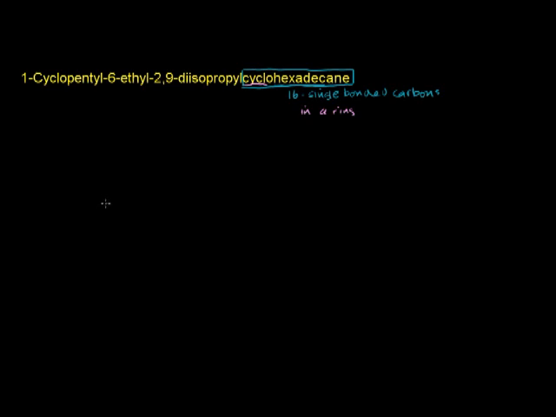It's not easy to draw even a 16 carbon ring. So let's start here. 1, 2, 3, 4, 5, 6, 7, 8, 9, 10, 11, 12, 13, 14, 15, and then 16. I think I got it. Let me count them again, and then I can connect them up in a cycle. 1, 2, 3, 4, 5, 6, 7, 8, 9, 10, 11, 12, 13, 14, 15, 16. All right, I drew the cyclohexadecane part.